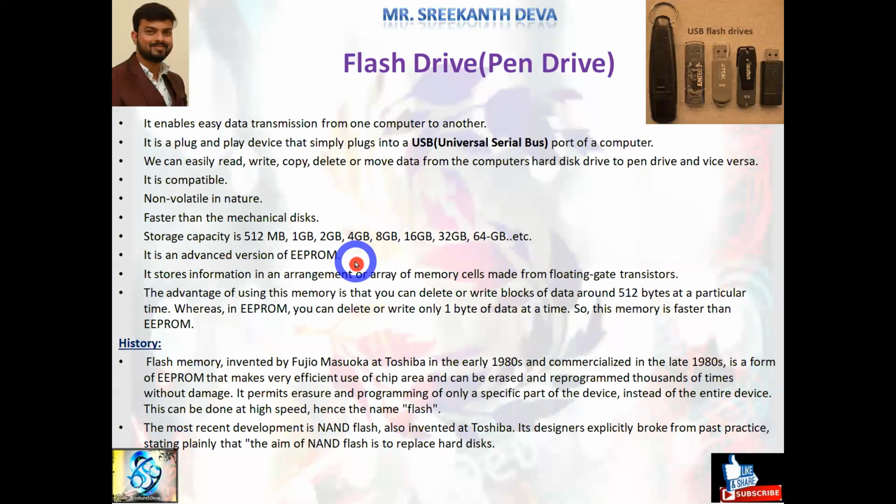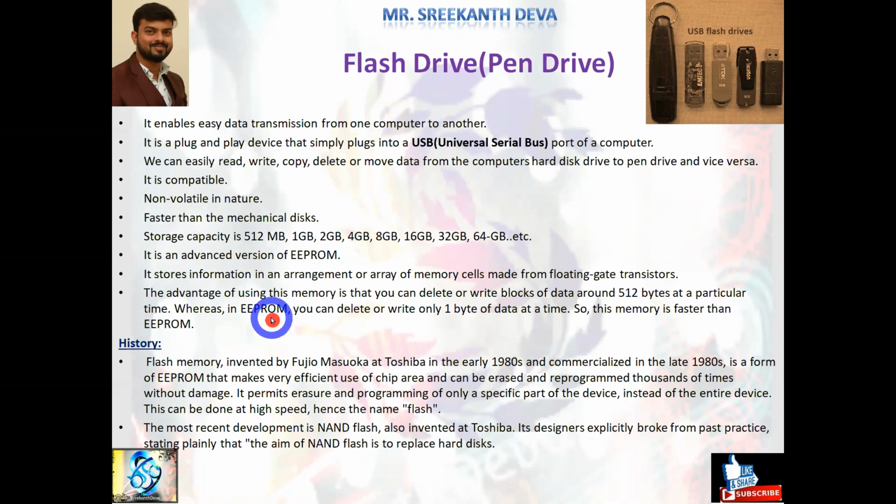EEPROM. We already discussed electrically erasable programmable read only memory. Flash is an advanced version of EEPROM. It stores information in an arrangement or array of memory cells. Remember this point: an array of memory cells is a contiguous memory allocation, made with floating gate transistors. The advantage of using this memory is that you can delete or write blocks of data of around 512 bytes at a particular time.